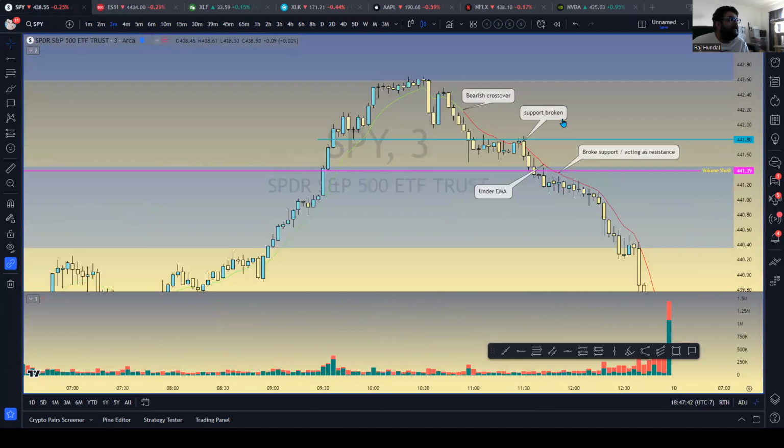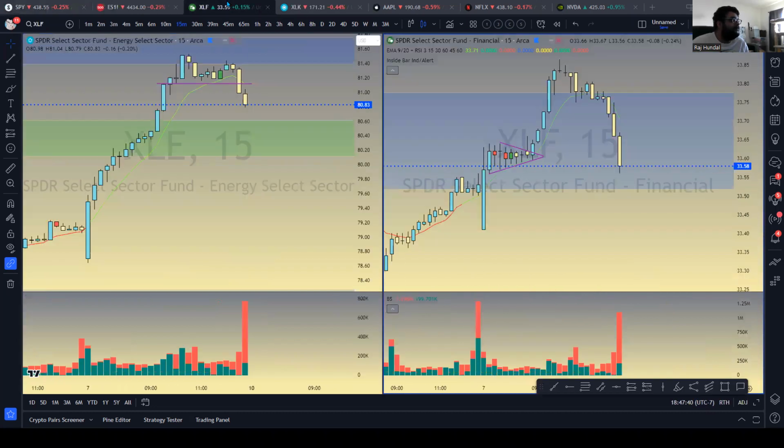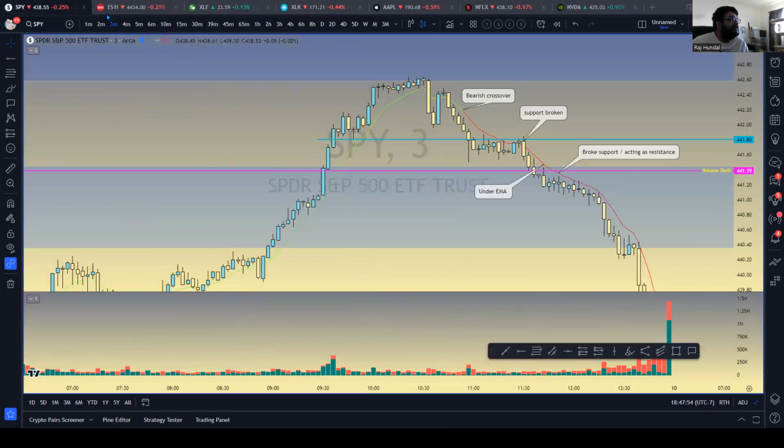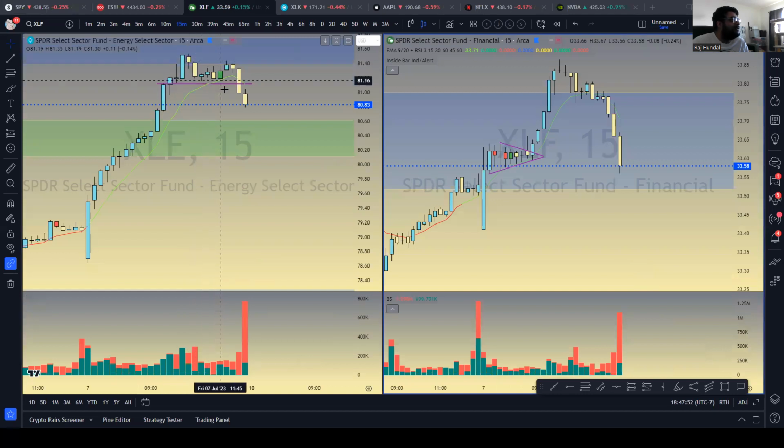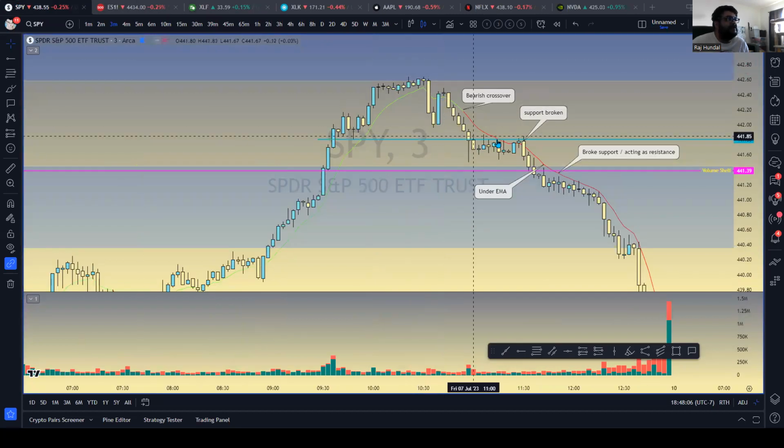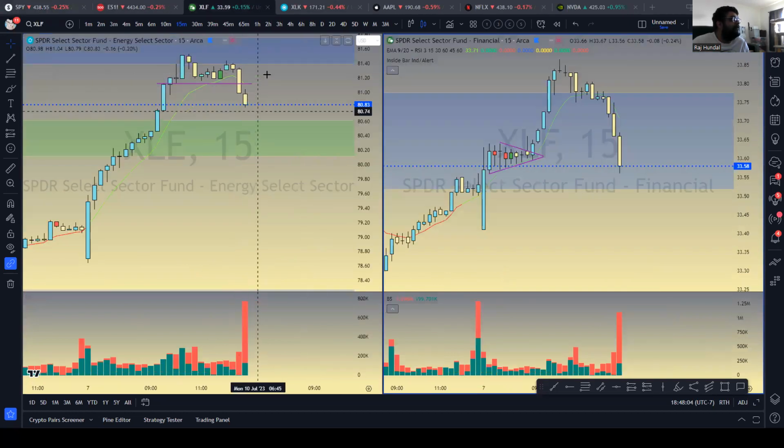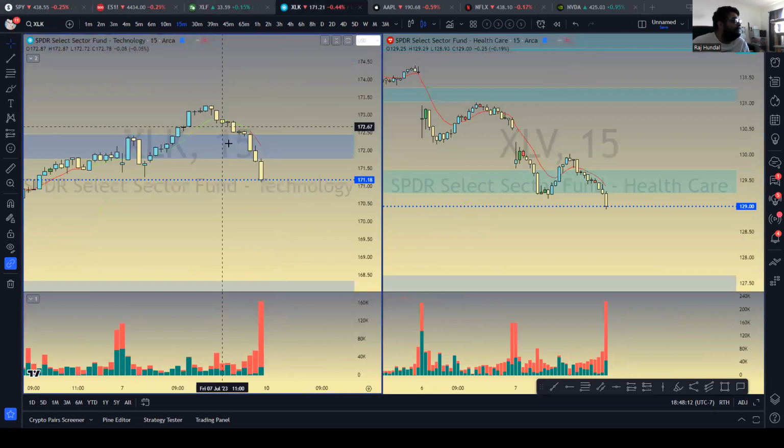Let's see here, where's SPY at? When all of this is happening right here, at the same time XLE is at resistance and selling off, SPY is selling off. You guys see that? XLE, XLF are all showing signs of selling off at the same time that SPY is showing signs of selling off. So this is going to add even more confidence to your trade. Just look at the entire market.